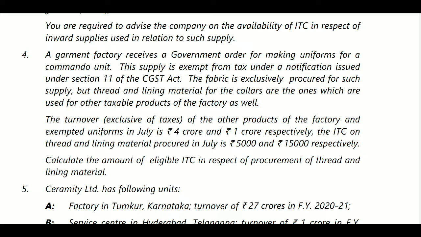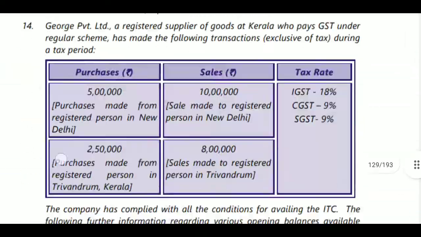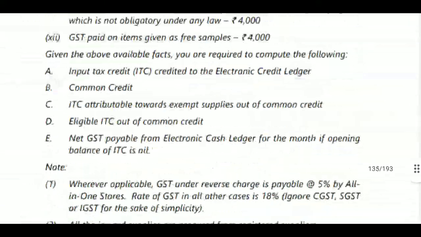So the ITC on thread and lining material procured in July will be 5,000 and 15,000. Thread is 5,000 and lining material is 15,000. Total 20,000. That total of 20,000 will be treated as common credit, which is used for both exempted turnover and total turnover.